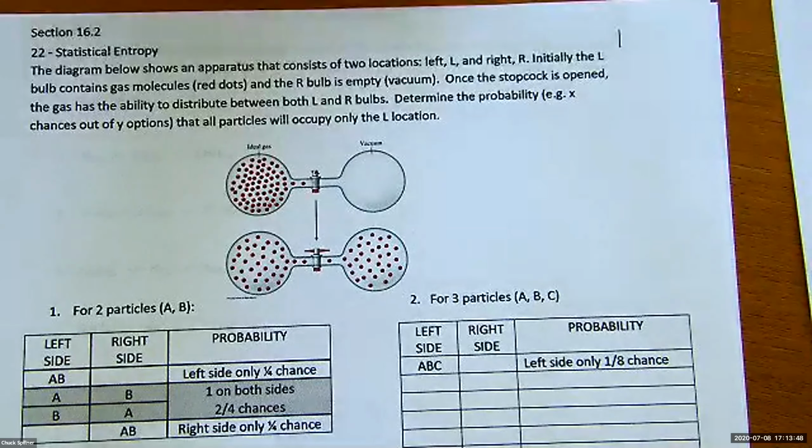I'll do every odd one. I'll do the odd ones and you do the even ones. So I'll circle the ones that I want you to do, 2, 4, and 6. And I'm going to do 1, 3, and 5.